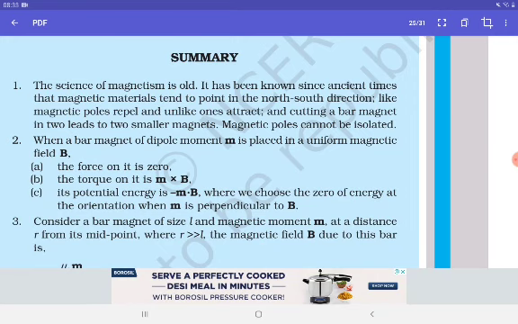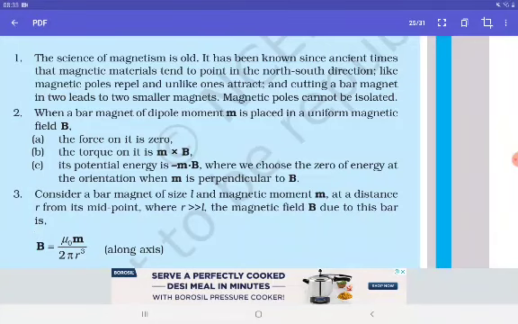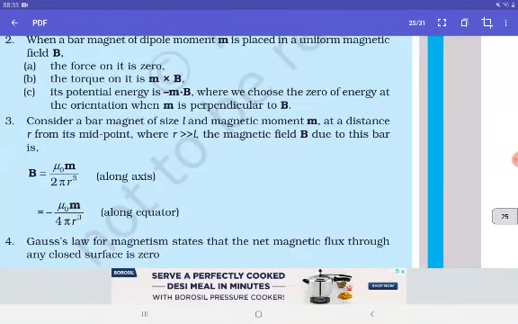Second, when a bar magnet of dipole moment M is placed in a uniform magnetic field B, the force on it is zero, the torque on it is M cross B, and its potential energy is minus M dot B, where we choose the zero of energy at the orientation when M is perpendicular to B.